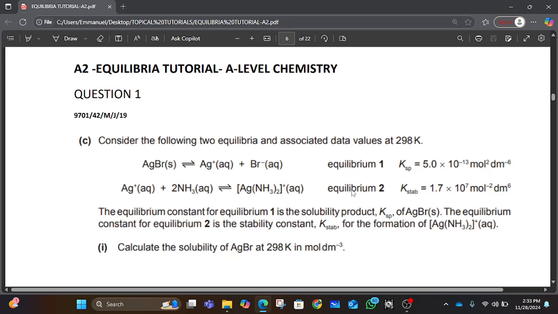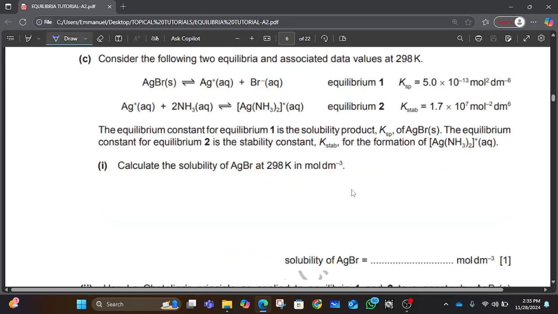The equilibrium constant for equilibrium 1 is the solubility product KSP of AgBr solid. The equilibrium constant for equilibrium 2 is the stability constant K star for the formation of the complex. I. Calculate the solubility of AgBr at 298 Kelvin in mole per decimeter cube.